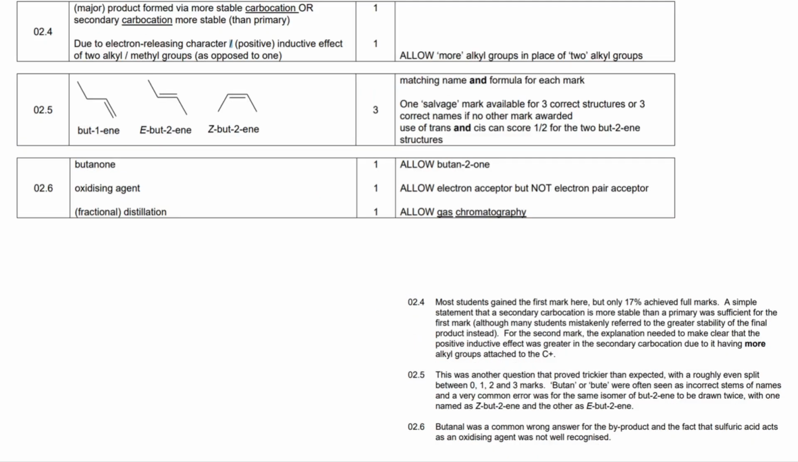Now, in 2.4, only 17% of students have achieved full marks. And I know exactly why this is, okay? Now, this was only a 2-mark question. So normally this sentence here where it says the major product is formed by the more stable carbocation, blah, blah, blah, blah, which is more stable.